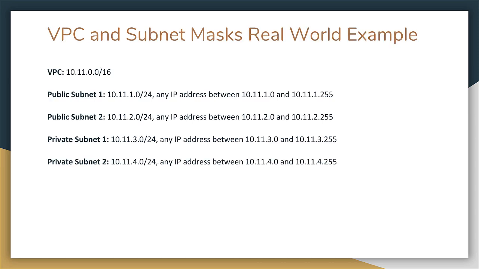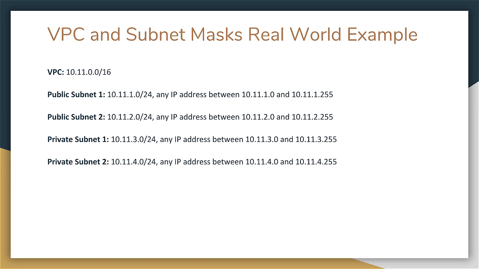And finally, here's a real world example of a VPC with a private and public subnet set. So the entire VPC is 10.11.0.0/16. Since it's /16, the entire last 2 octets are available as IP addresses. So 10.11 is the network prefix. We can't change this. This has to be the same. 0.0 are the last 2 octets. And since we're using /16, both of those last 2 octets can be used for the private IP addresses.